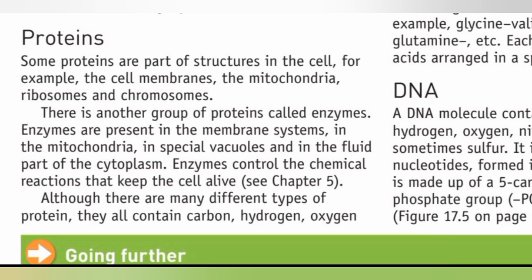Let's quickly review what we learned today. We learned that proteins are large biological molecules found in all cells. Proteins contain carbon, hydrogen, oxygen, and nitrogen. Some proteins also contain sulfur. Proteins are made from smaller units known as amino acids. There are about 20 different amino acids. The sequence of amino acids determines the structure and the functions of the proteins. Enzymes are very special proteins that control chemical reactions in the cell.